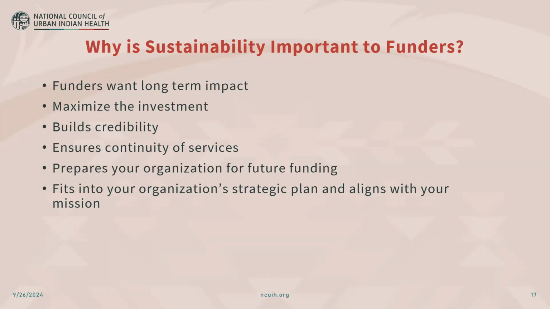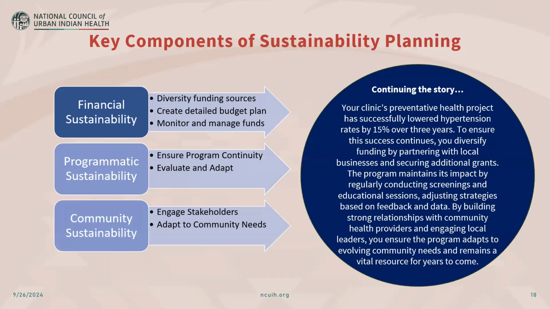And finally, my last slide, sustainability planning, it really involves three key components: the financial, programmatic, and community sustainability. The financial sustainability focuses on diversifying fund sources, creating a detailed budget, and managing funds efficiently. The programmatic sustainability ensures the continuity of the program by evaluating its progress and adapting where it is necessary. And the community sustainability really involves engaging key stakeholders and continuously adapting to meet evolving community needs.